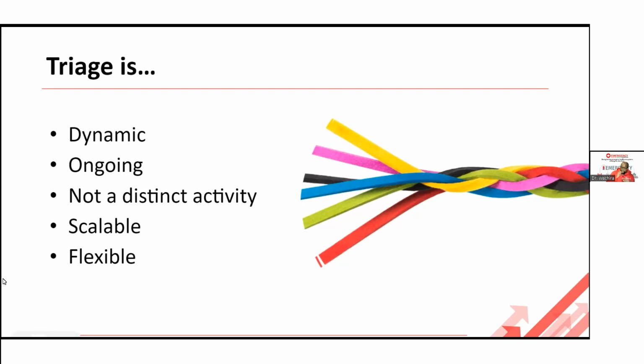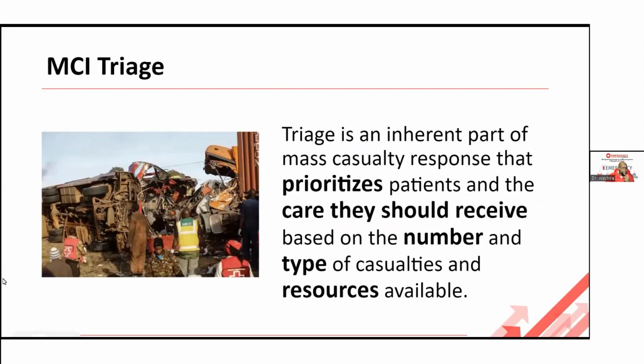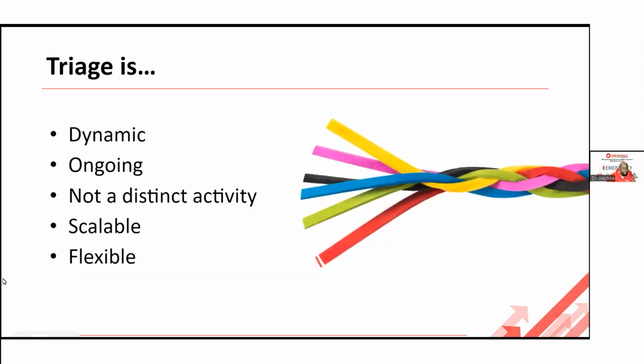Triage is an ongoing process, so you don't really stop triage. I know in the textbook it sounds like you first do triage, then you start planning. No, it's an ongoing process. At every given point, you're prioritizing. Remember, you're prioritizing the patients, and you're prioritizing the care they should receive, and this is all based on the number and type of casualties and the resources available.